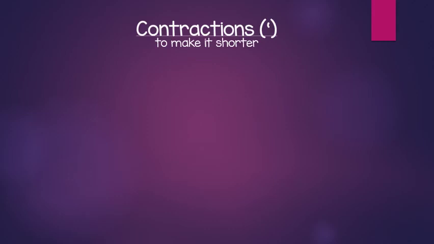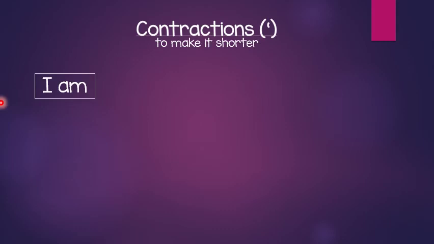Let's look at contractions. Contractions are when we use this symbol, we call it the apostrophe, to make it shorter. From 2 words, it becomes 1 word. How are we going to do that? Let's look together. The first example is I am. I am has 2 words. How are we going to turn it into 1 word? Okay, let's look.